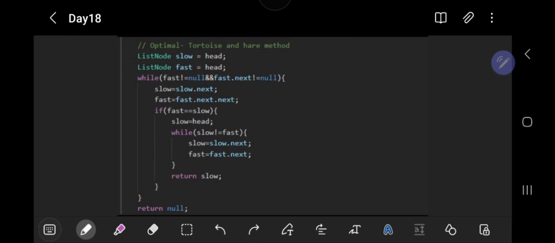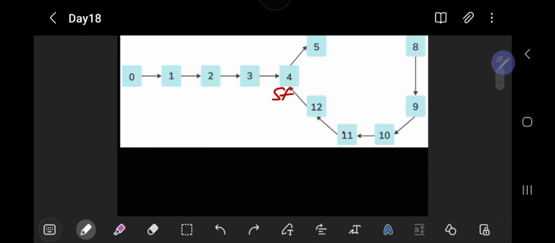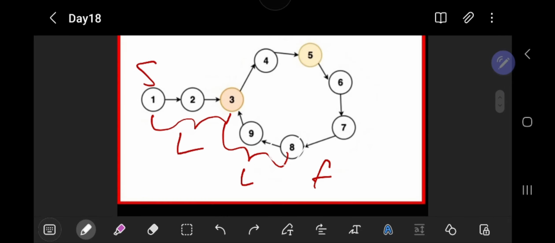Now, do not get confused, but we can also send our fast to head, because both slow and fast will be over the meeting point. They will be over here, right? Both slow and fast will be over here. So how does it matter if you send fast or slow to here? Both will be moving one step further till you reach the answer. So it does not matter if you send the fast or slow.